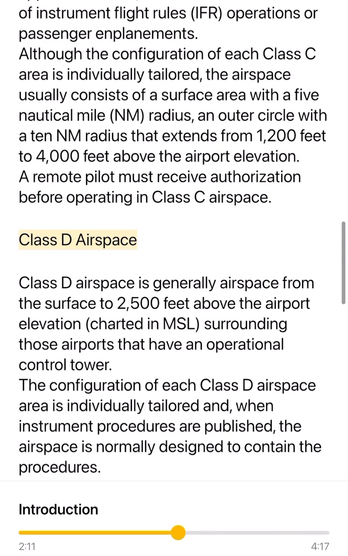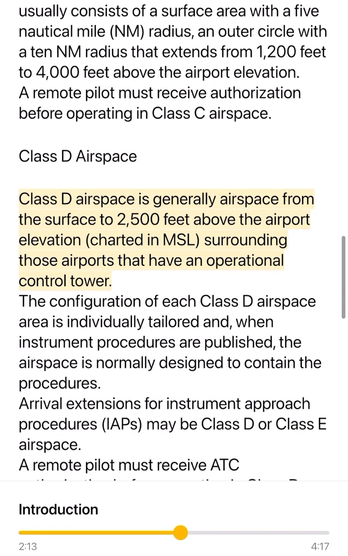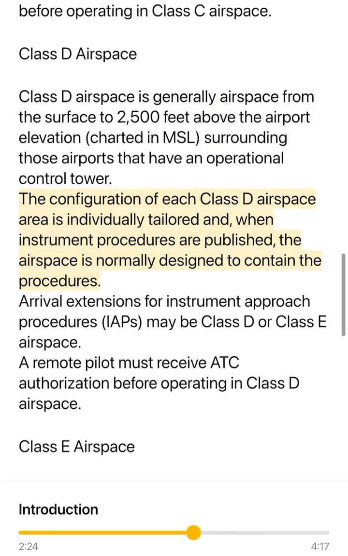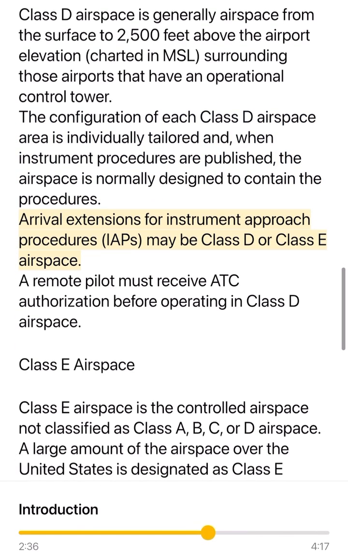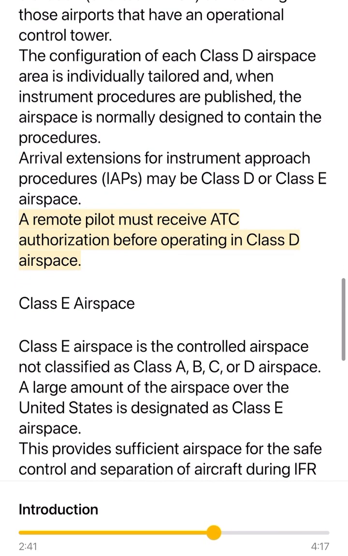Class D airspace. Class D airspace is generally airspace from the surface to 2,500 feet above the airport elevation, charted in mean sea level, surrounding those airports that have an operational control tower. The configuration of each Class D airspace area is individually tailored, and when instrument procedures are published, the airspace is normally designed to contain the procedures. Arrival extensions for instrument approach procedures may be Class D or Class C airspace. A remote pilot must receive ATC authorization before operating in Class D airspace.